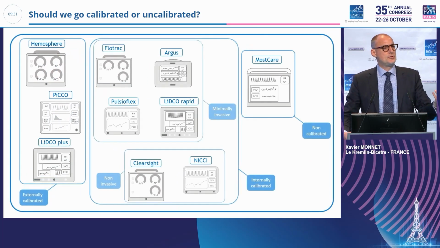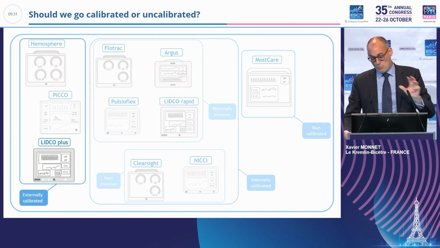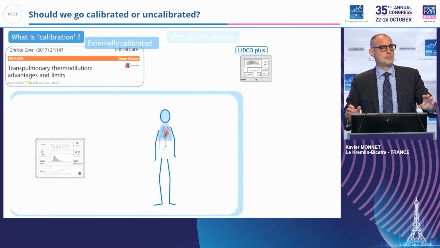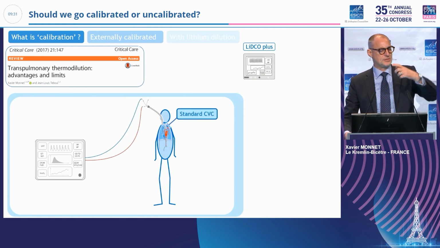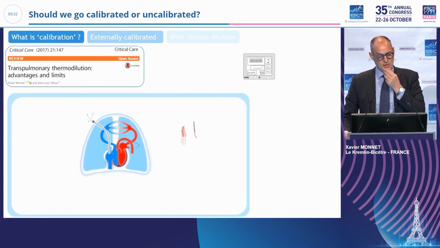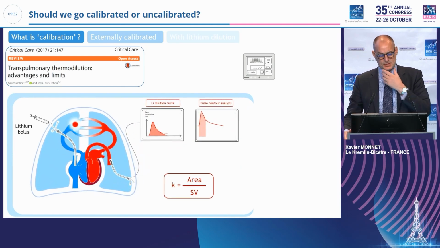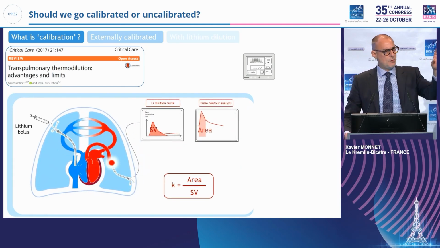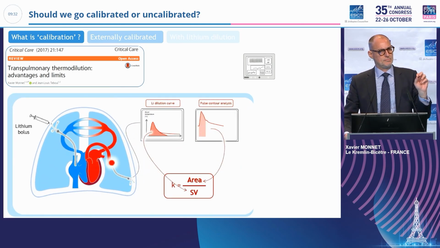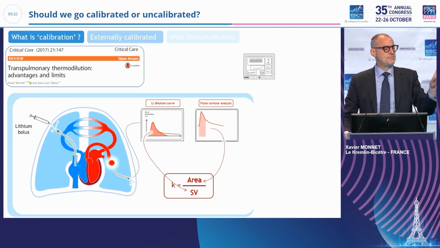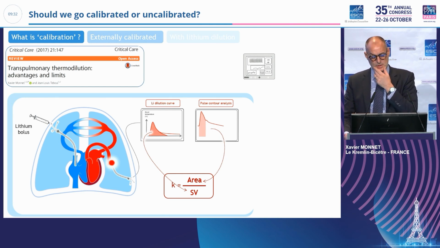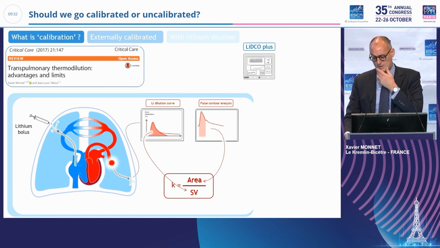With lithium dilution, it's roughly the same, except that you don't use thermodilution. You inject a bolus of lithium, and the system detects the dilution curve, and the same, you calibrate the system for the area under the curve and stroke volume. In many countries, this device is not used because injecting lithium is not allowed, as for instance in France, but it is in many other countries.